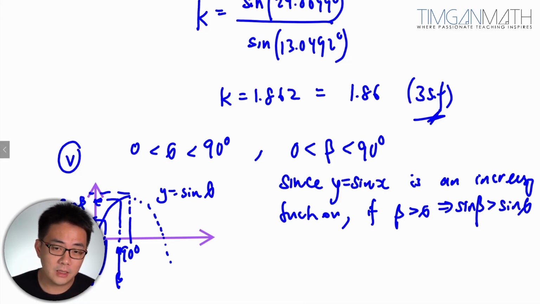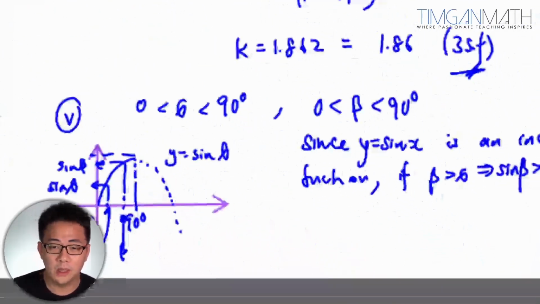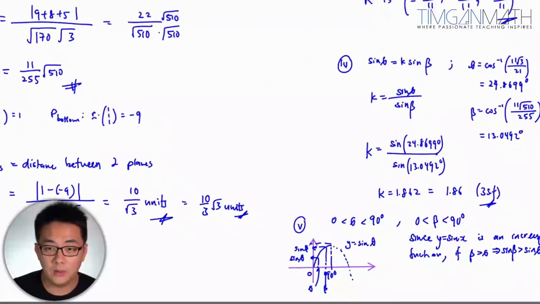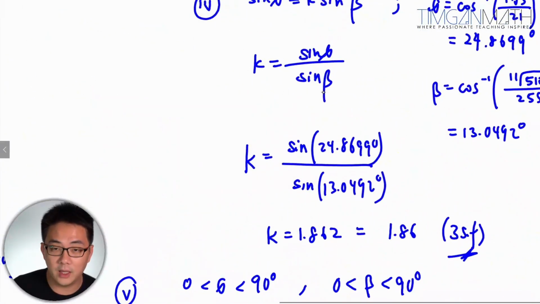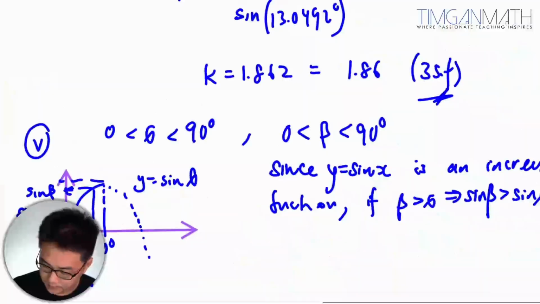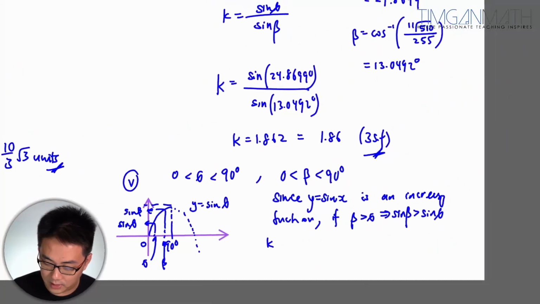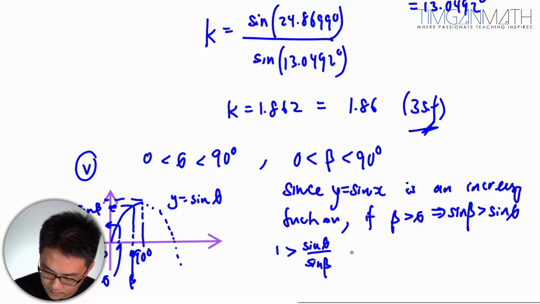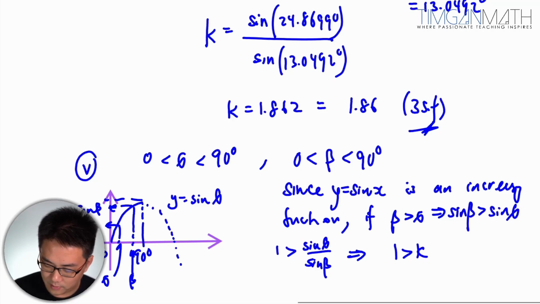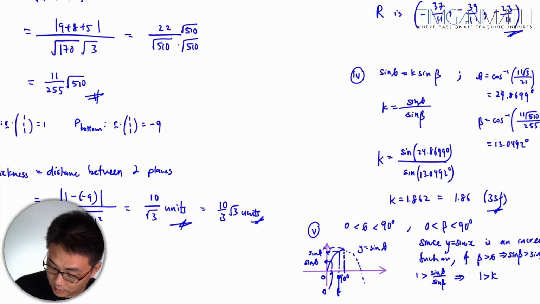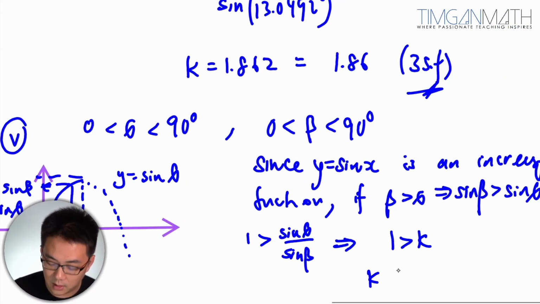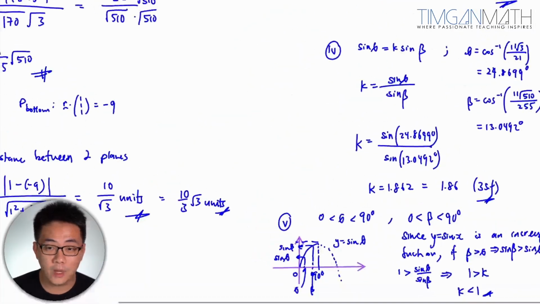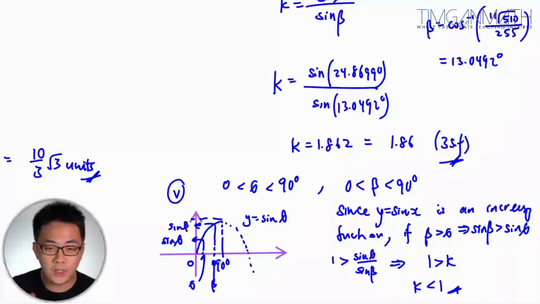Then essentially what you can get is the value of k, and they're positive, right? So you can just do 1 divided by sine theta over sine beta, so k is less than 1. That's about it. It's 1 mark, right? You don't really need to explain quite a lot, but that's generally how you can.